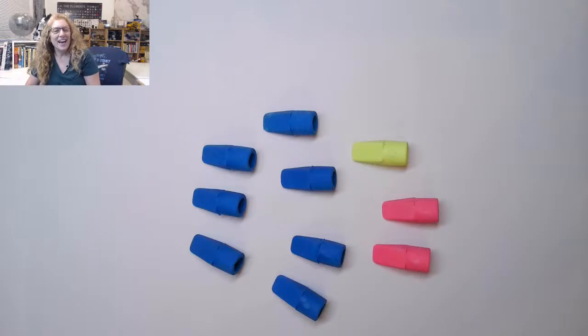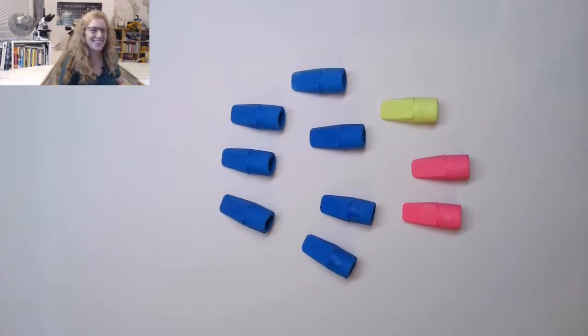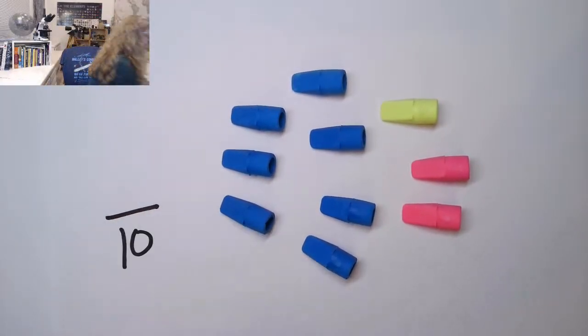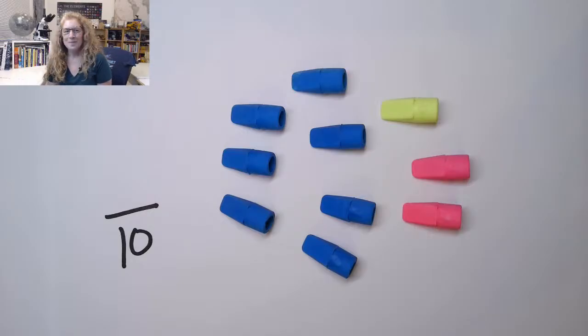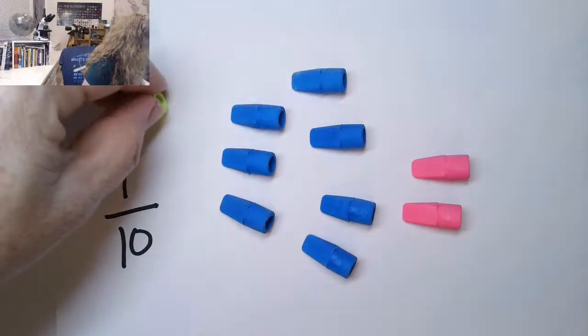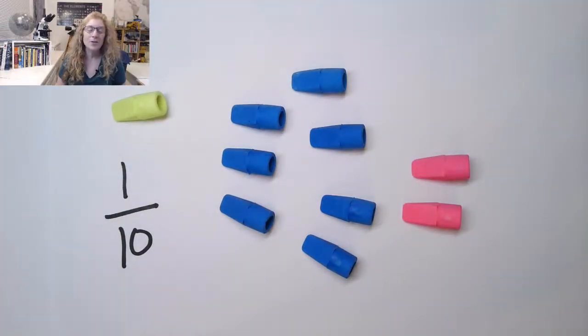Okay, you got it? How many erasers total? Did you figure that out? All right, did you get 10? 10 erasers total. Good. All right, and how many are yellow? There's only one. So remember, the numerator is what we're talking about. The denominator is how many makes a whole. Okay, how many are blue?